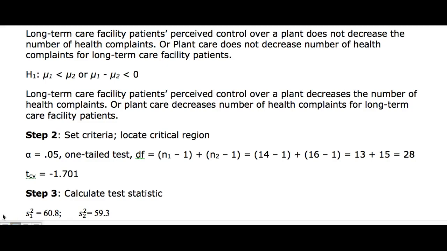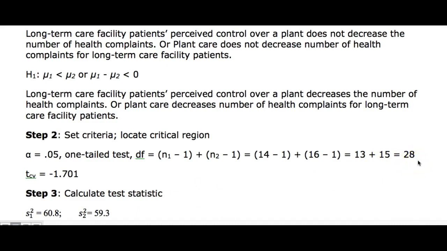All right, so step 2, set the criteria, locate the critical region. Alpha is equal to 0.05. This is a one-tailed test. Degrees of freedom, n1 minus 1 plus n2 minus 1 is equal to 14 minus 1 plus 16 minus 1, which is equal to 13 plus 15, which is equal to 28.